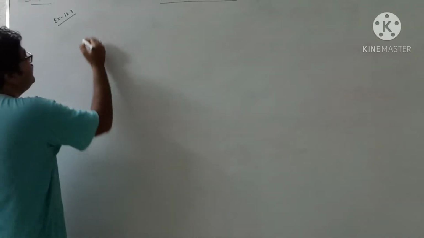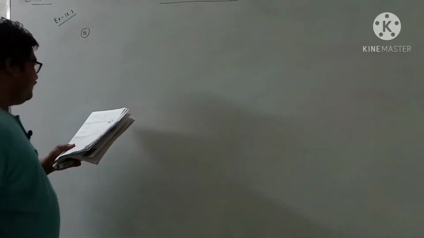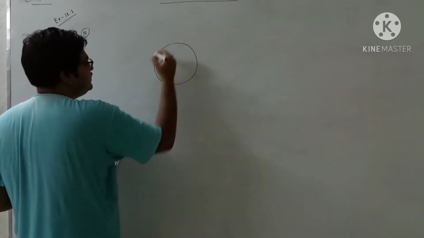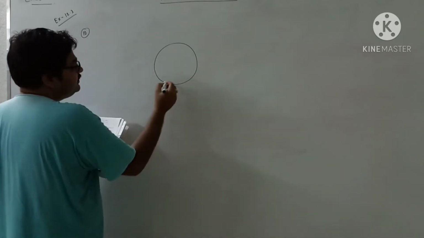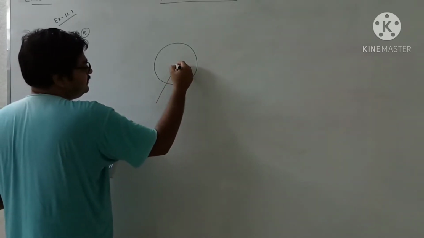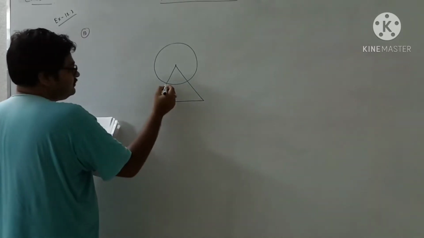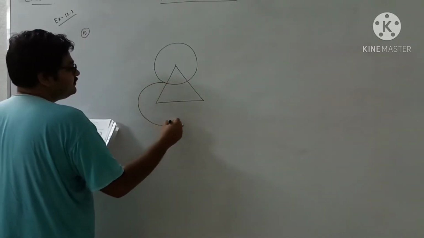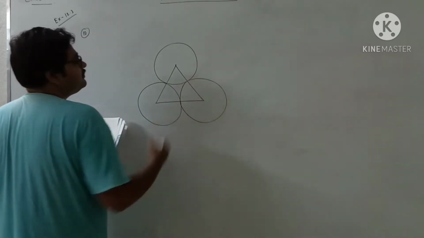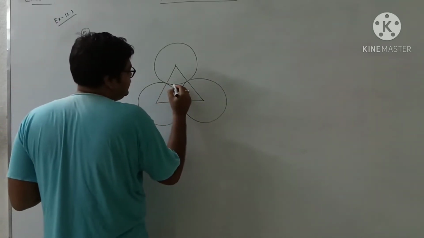That is question number 10. Question number 10. We have to find out the area of the equilateral triangle. First of all, let's draw the diagram. This is one circle. We have to find out the area of this shaded region.